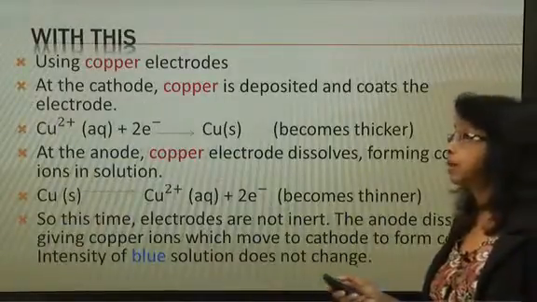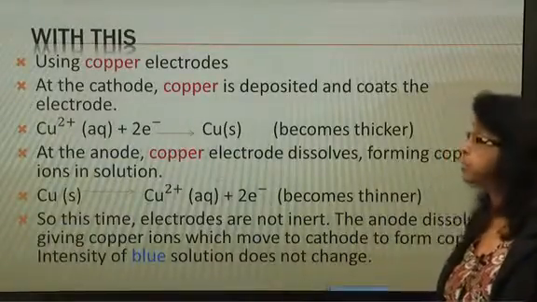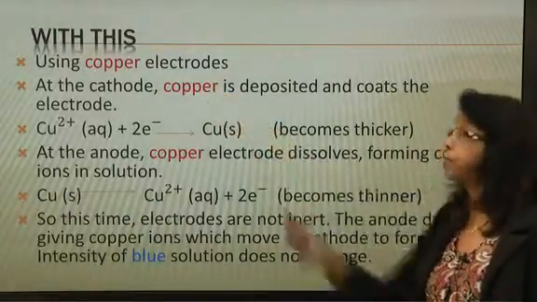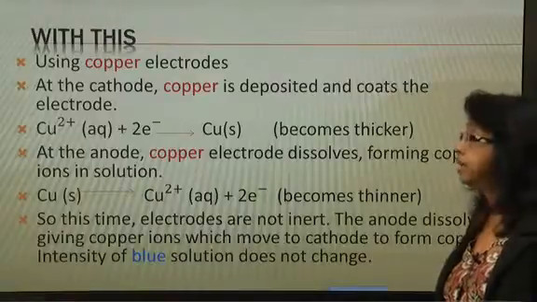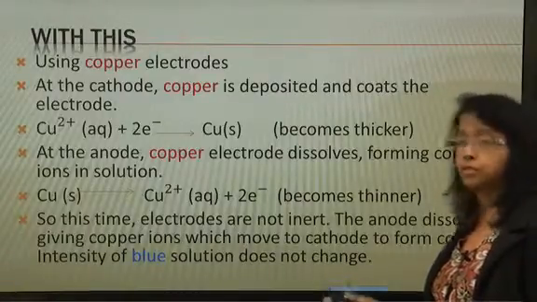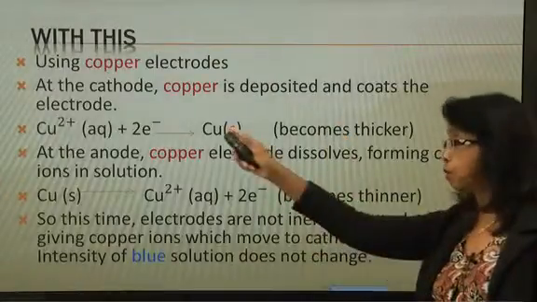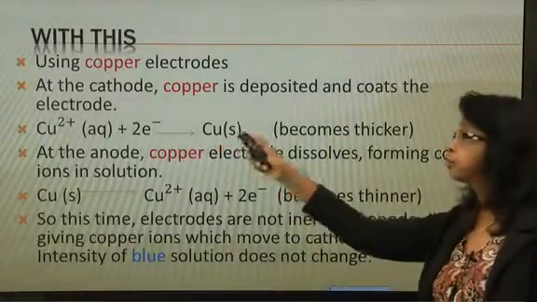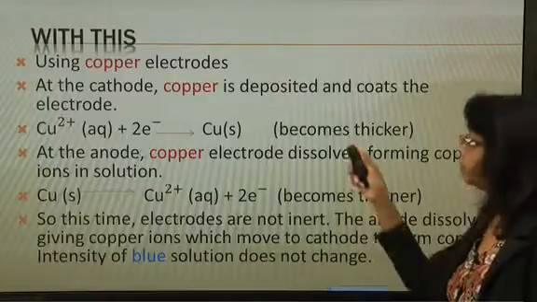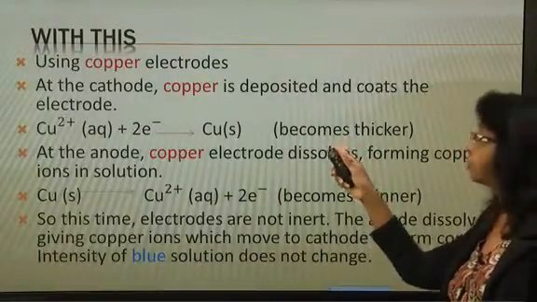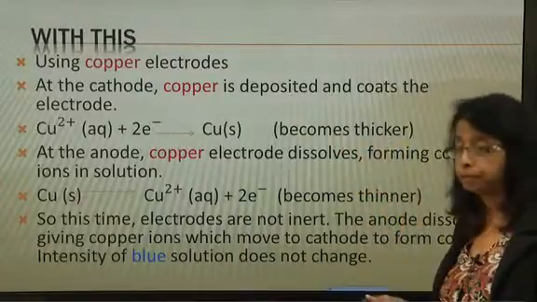Now, the other scenario, if you change the carbon electrodes used and replace them with copper electrodes. At the cathode, there is no change actually. Copper is once again deposited, so you have copper ions gaining electrons to form copper. And visibly, you can see that the copper electrode is going to become thicker.